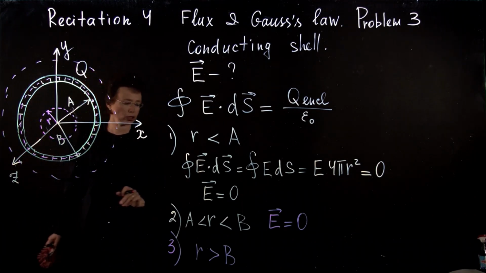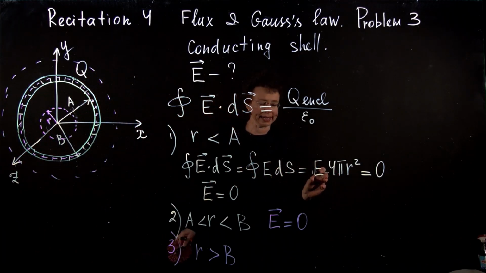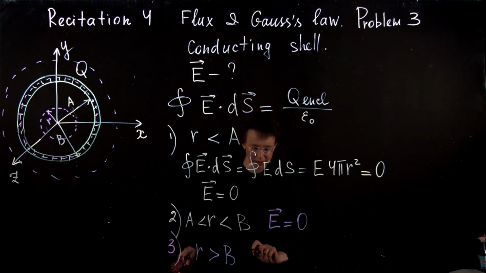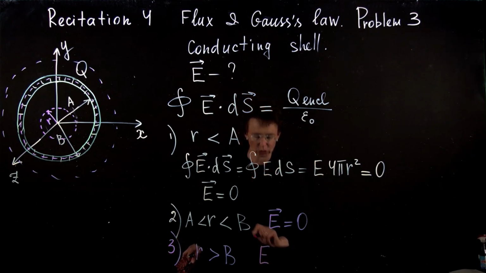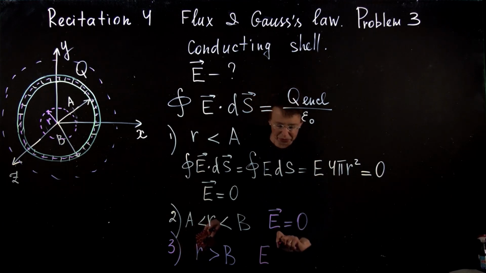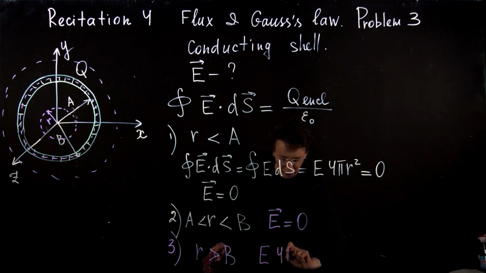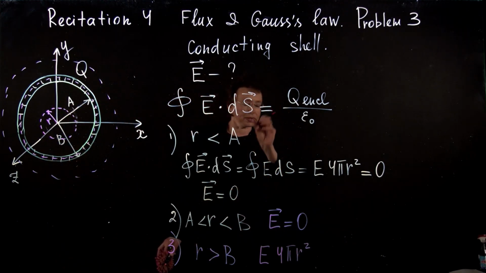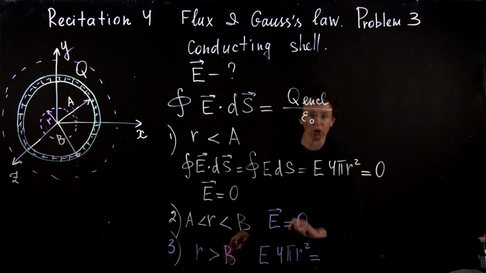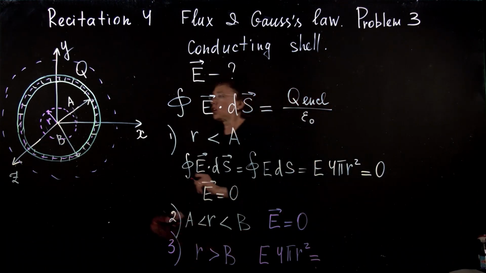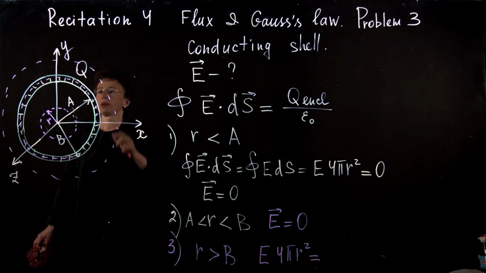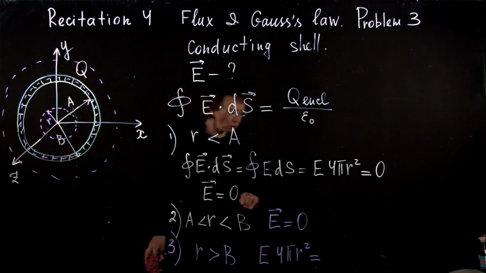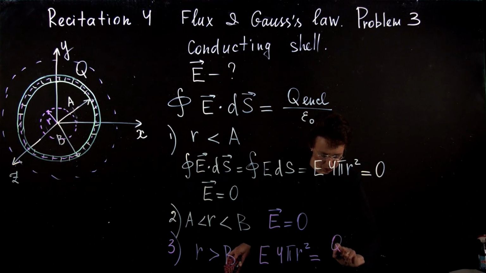There is no special direction. So again, I can take the electric field out of this integral. So the left-hand side of Gauss's law will look the same. It is E that we are looking for times 4 pi r squared, the area of our imaginary sphere. And this is equal to the charge enclosed over epsilon naught. The charge enclosed by this surface is Q. So I put it equal to Q, and we don't forget epsilon naught.